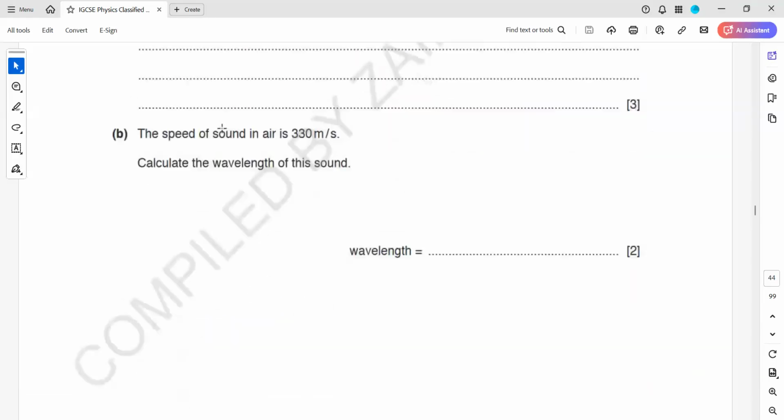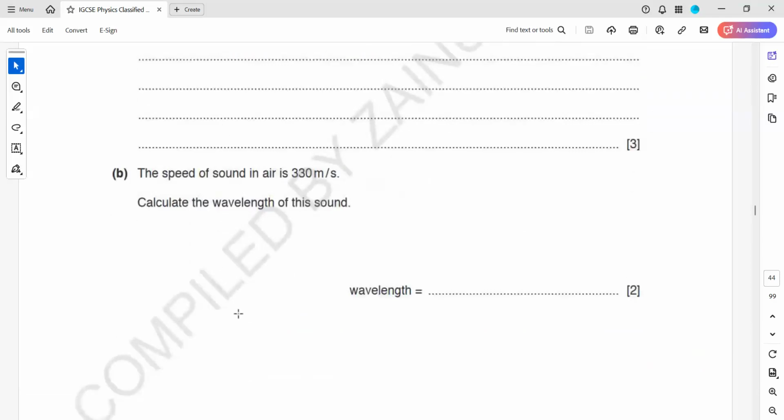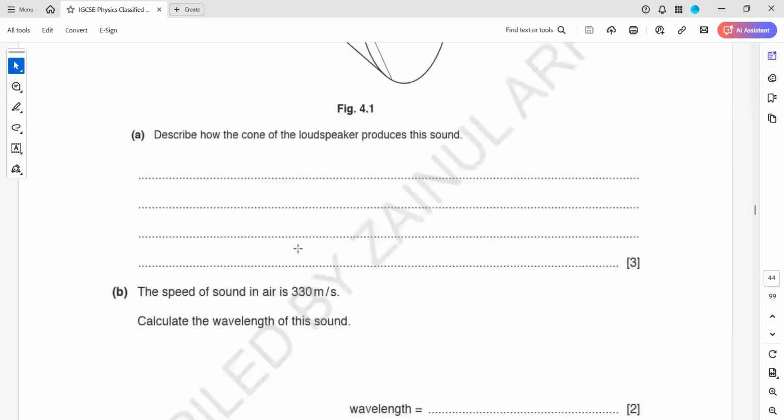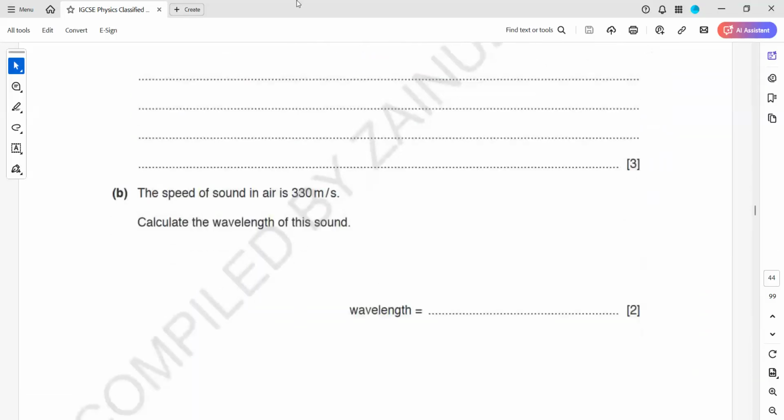The next part: the speed of a sound wave in air is 330. Calculate the wavelength. We already have the frequency from the previous part, which is given as 15,000 hertz, and we need the wavelength. It's 2 marks.